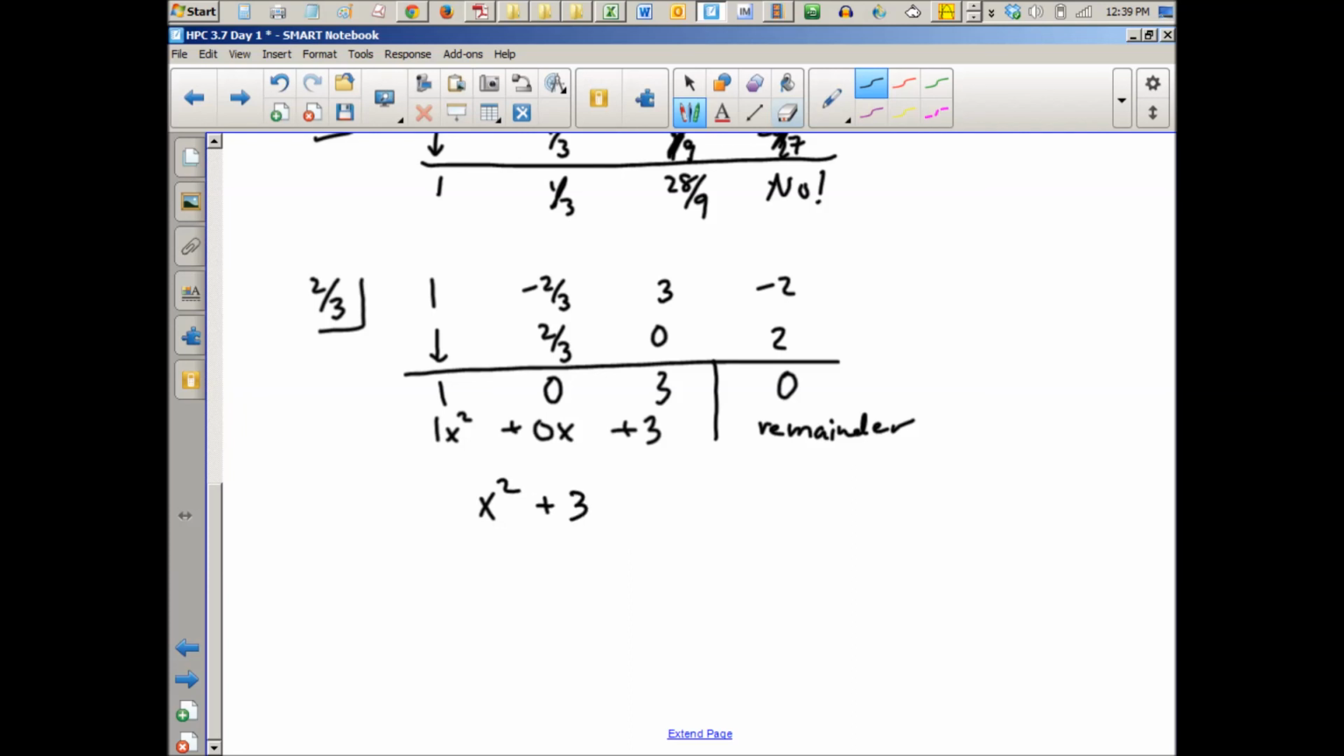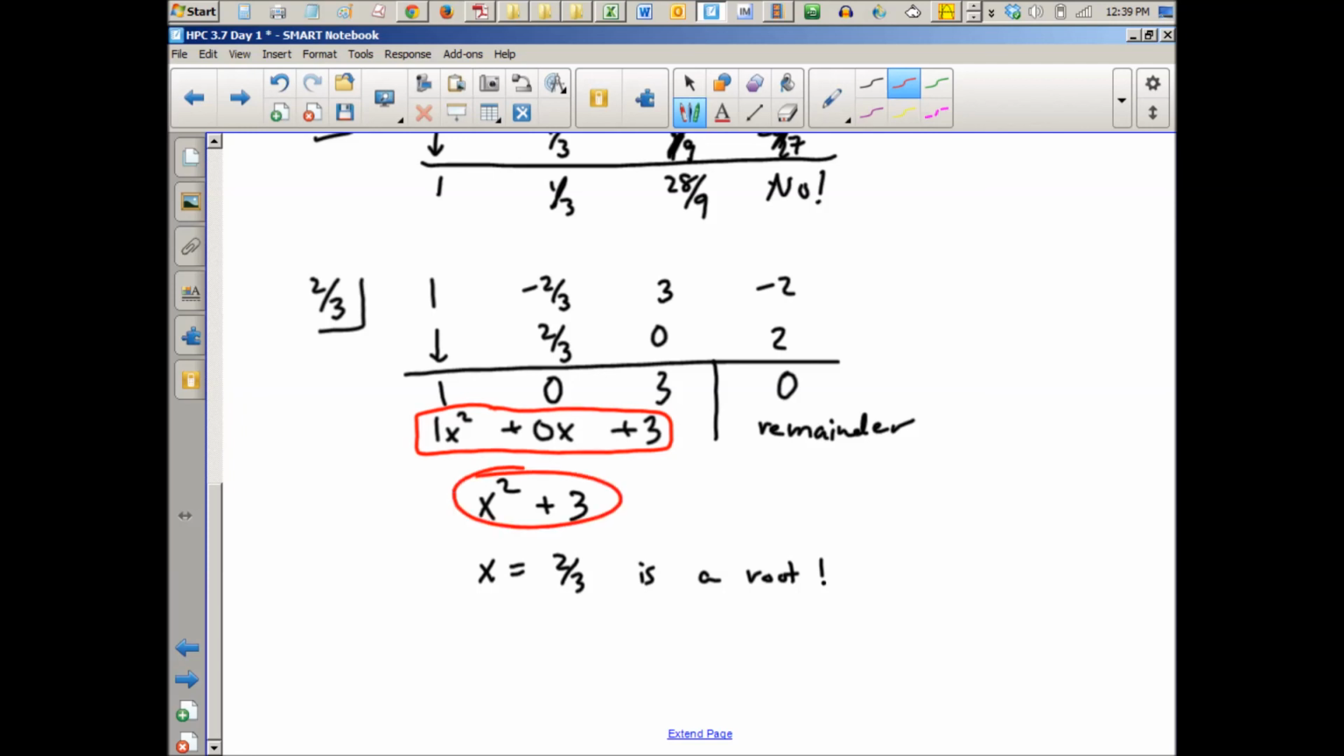So 2/3 is a factor. Interesting. I'm sorry, 2/3 is a root. So x equals 2/3 is a root. And x minus 2/3 would then be a factor, by the way. But this is one answer. And if we want the other answers, we can just look at the fact that we're left with 1x squared plus 0x plus 3. In other words, x squared plus 3. That is our other factor.